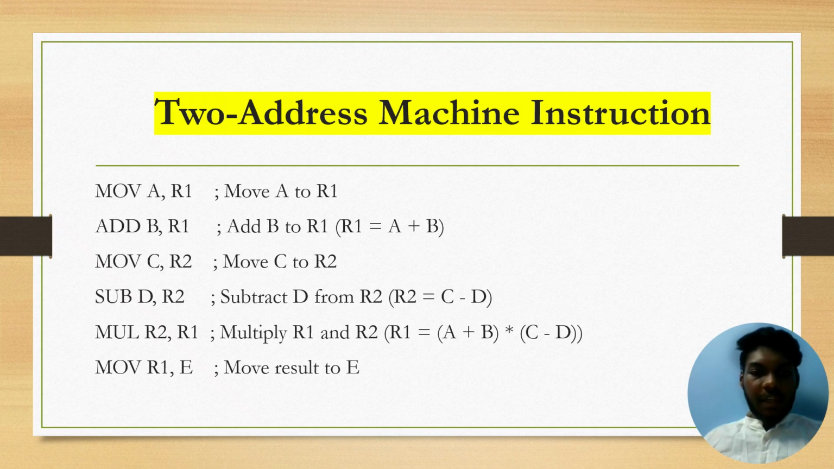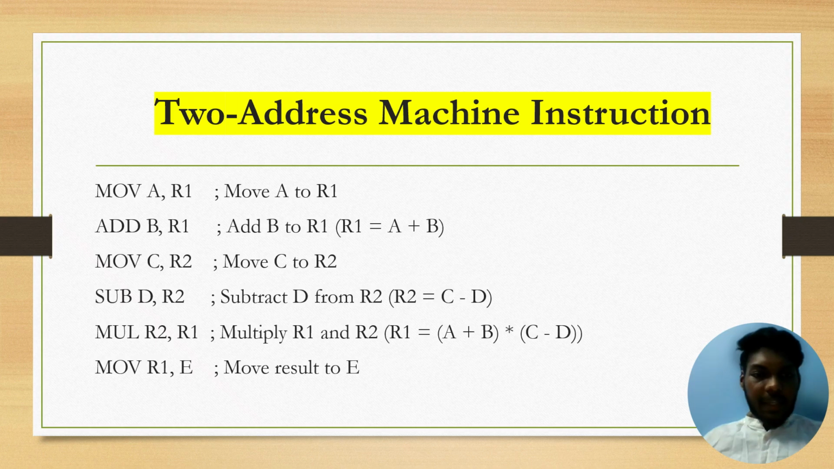First, we move the value of A into R1, which will act as a working register. Add B R1. Next, we add the value of B to R1, updating its contents to A plus B. At this stage, R1 contains the first part of our calculation. Move C R2. We then move the value of C into another register R2 to begin processing the second part of the expression. Next will be sub D R2. From R2, we subtract D, resulting in C minus D. Now R2 contains the second component of the calculation.